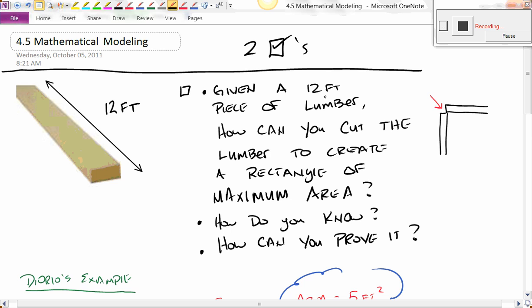You are given a piece of 12-foot lumber, so here's the picture. How can you cut the lumber to create a rectangle of maximum area? How do you know, and how can you prove it? Before we begin, it's good to note that the lumber is going to be sitting next to each other like this little arrow over here. They're just butting up to each other right there. They're not overlapping on one another.